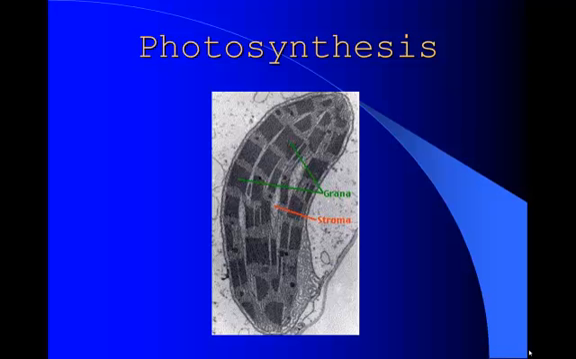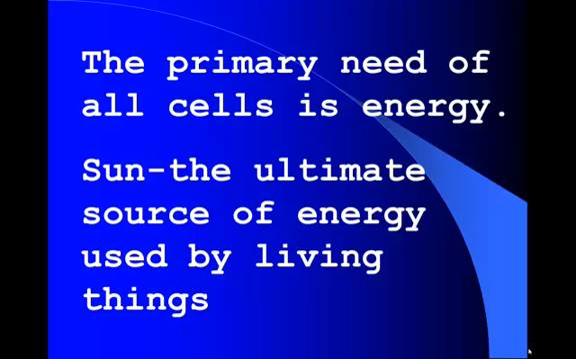And of course, what is that a picture of? Photosynthesis occurs in what structure? In a chloroplast. And so we were looking at those structures when we studied the cell. So let's look at this process of photosynthesis and how God created it to be one of the most important fundamental biological processes. As we know, the primary need of all cells is energy.